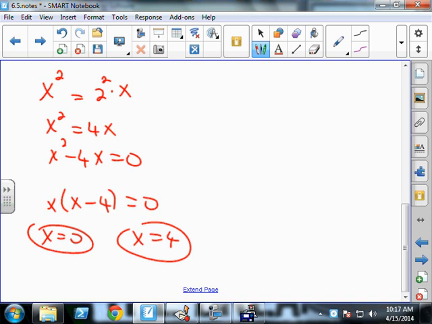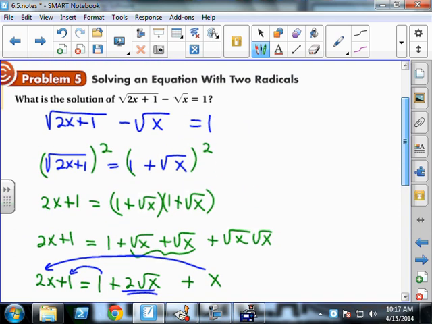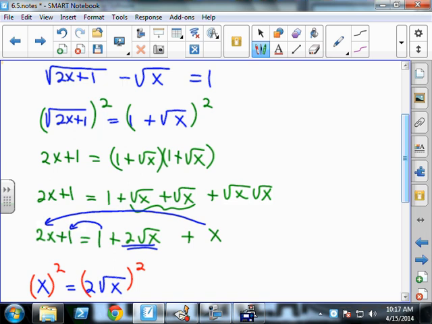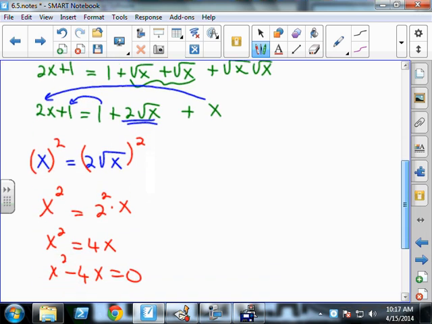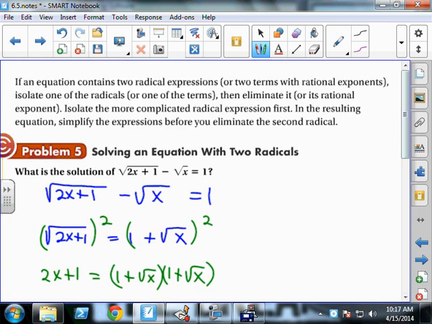So we think our solutions are 0 and 4. Wait, can you scroll back up? Yes, I can. So we got the single radical by itself. We put the other expression with the 1 plus the radical. We squared, and on the left we got some stuff. On the right, we did what we did a couple days ago in class. And then we just end up with a basic quadratic that factored quite nicely. So we think 0 and 4 are our solutions.